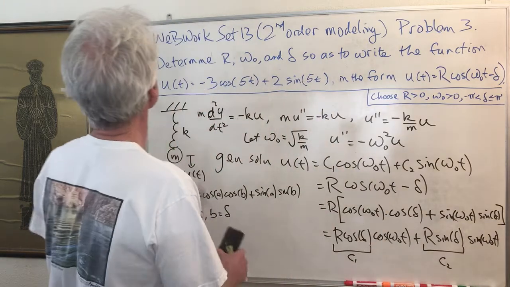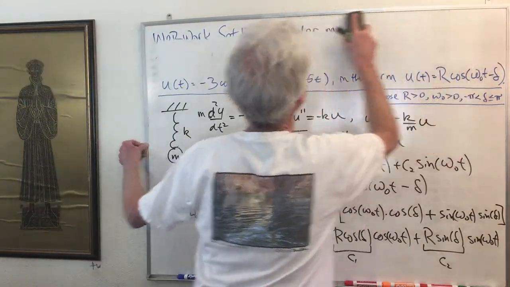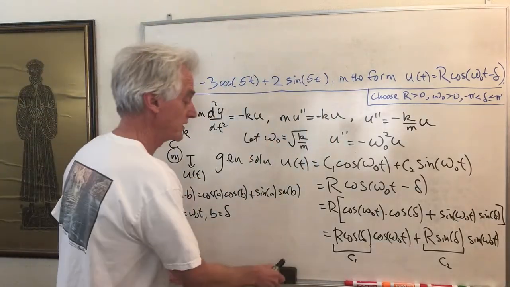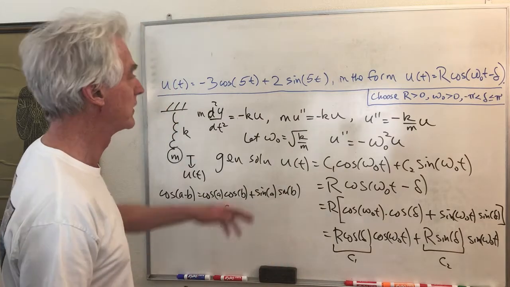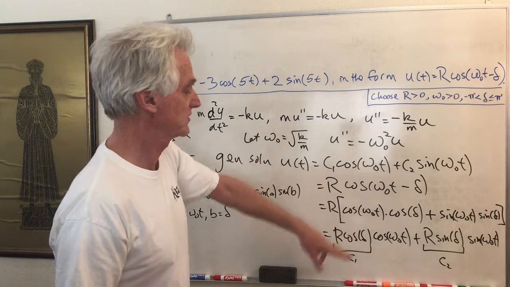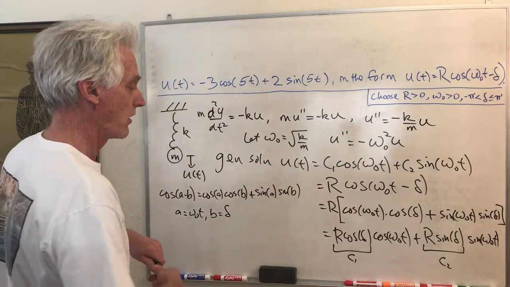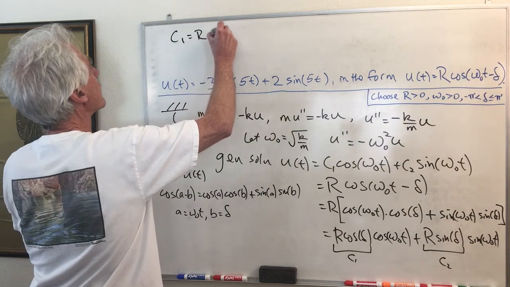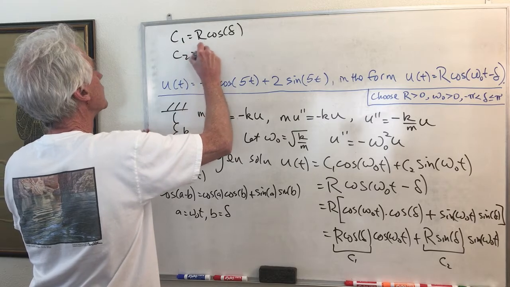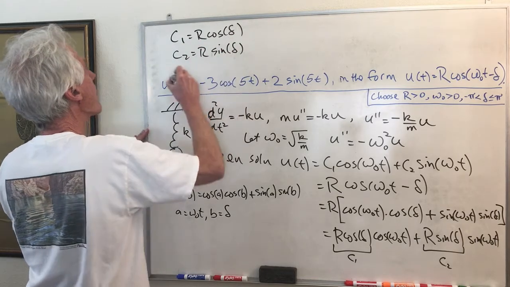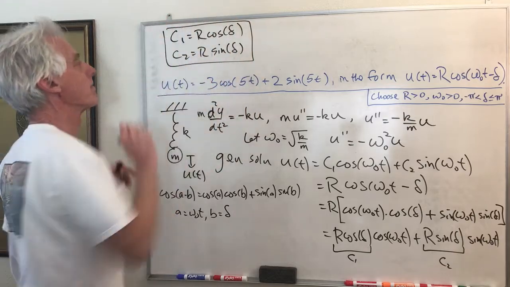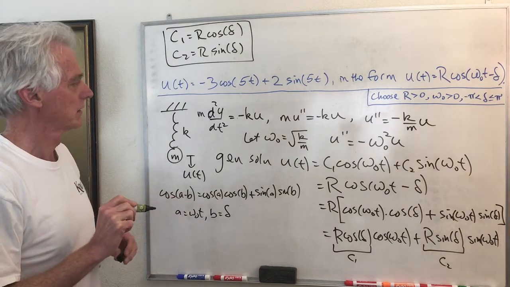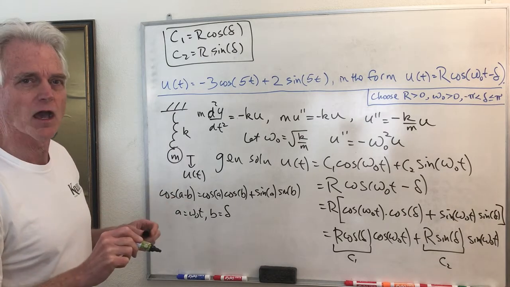I'll leave that there, but let's just summarize. That gets me to the equations that you need, and you can actually jump right into this when you do the problem. The relationship between the constants and the r and the delta is that c1 is r cos delta, and c2 is r sine delta. Okay, and that hopefully looks a little bit familiar. This is sort of like polar coordinates.